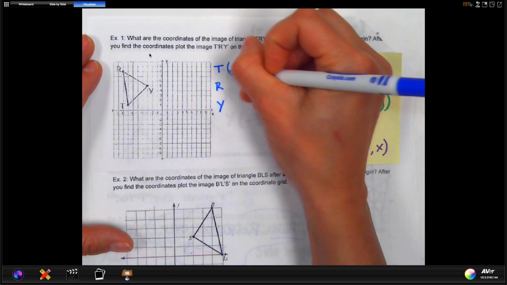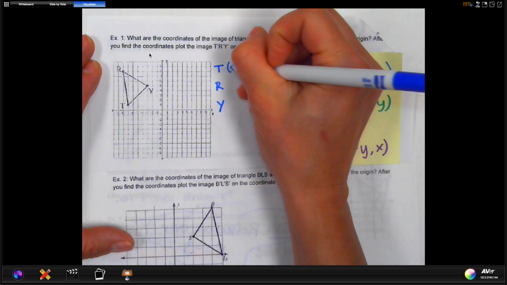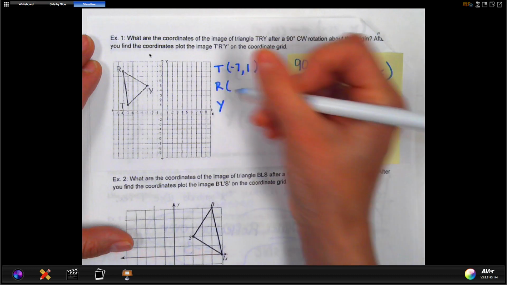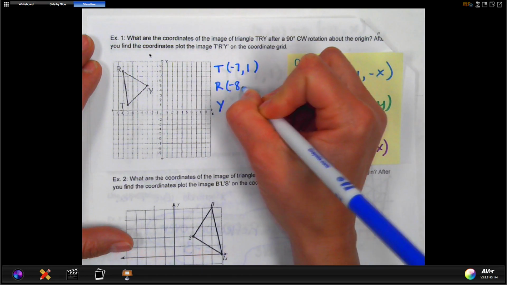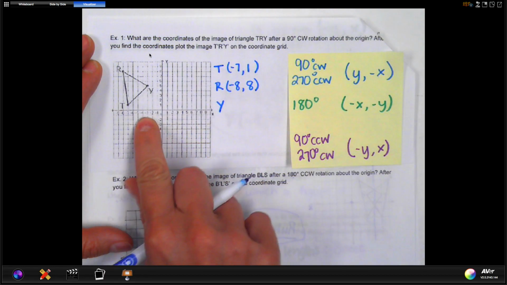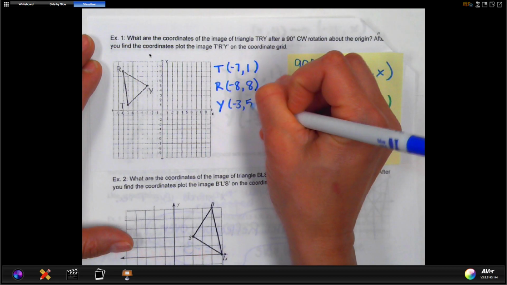The point T, if you look on the grid, is left 7 and up 1, so that's (-7, 1). The point R is left 8 and up 8, so that would be (-8, 8). And finally, Y is left 3 and up 5, so that would be (-3, 5).